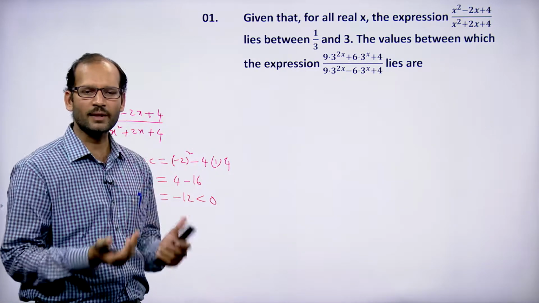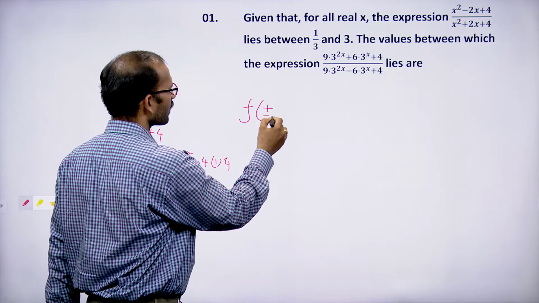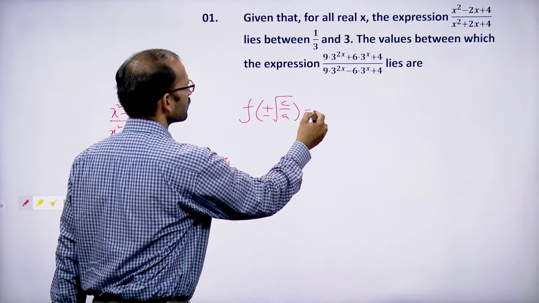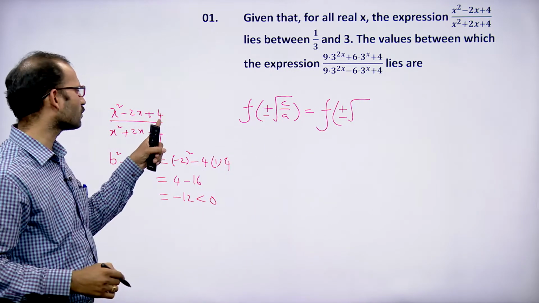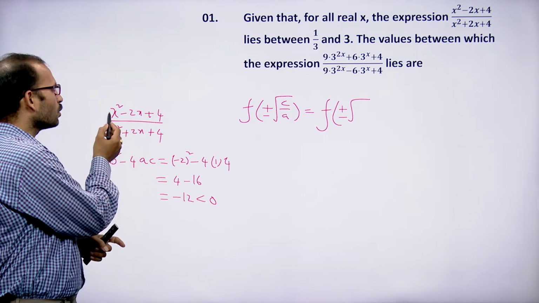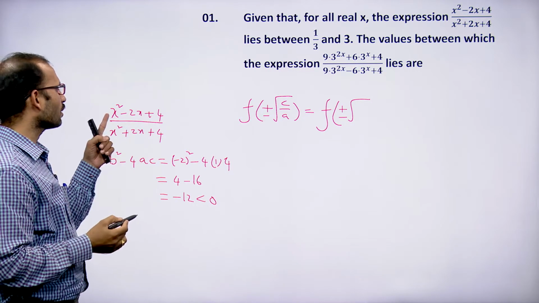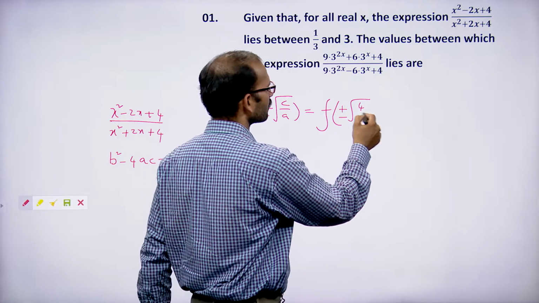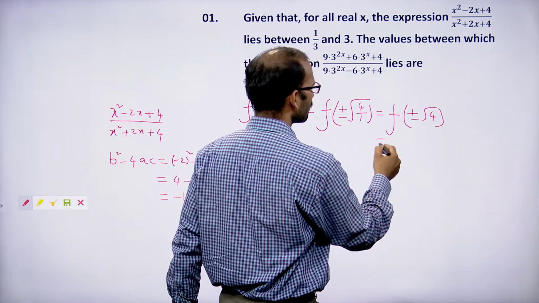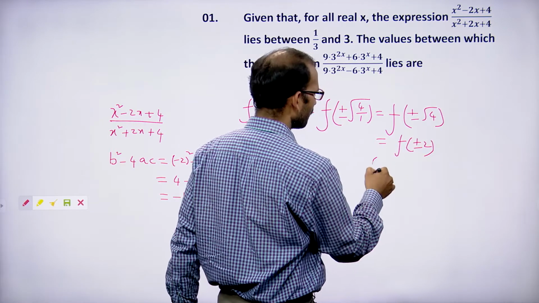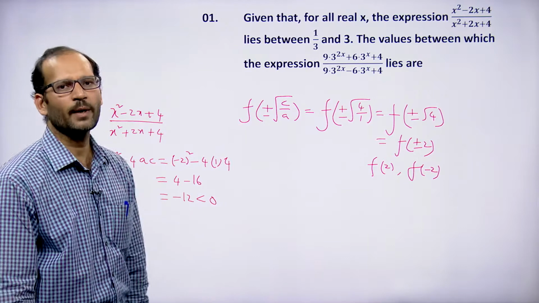Now I can apply that one. This expression lies between the values of f of plus or minus root c by a. What is c here? c is 4. What is a? The coefficient of x square is 1. You compare this with ax square plus bx plus c: c is 4, a is 1. So 4 by 1, that equals f of plus or minus root 4, which equals f of plus or minus 2. That means find f of 2 and f of minus 2.